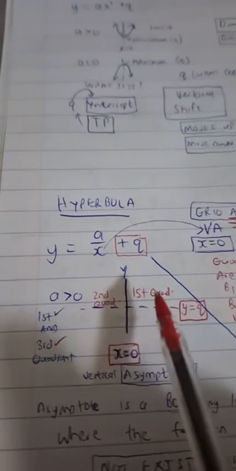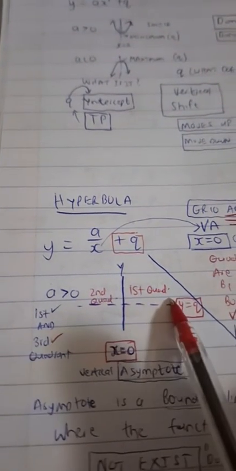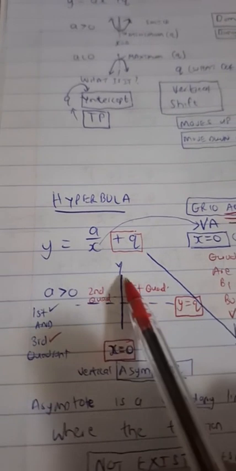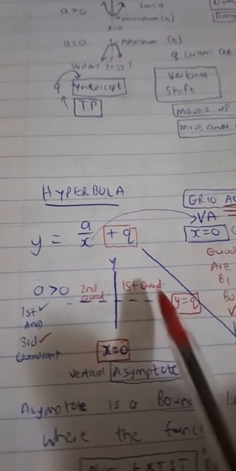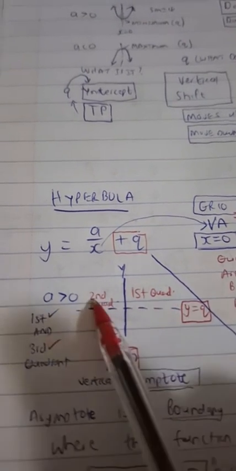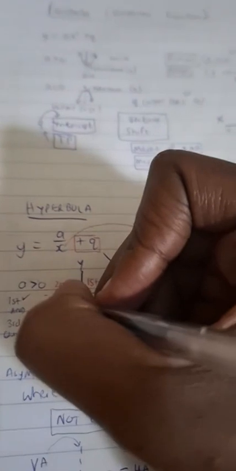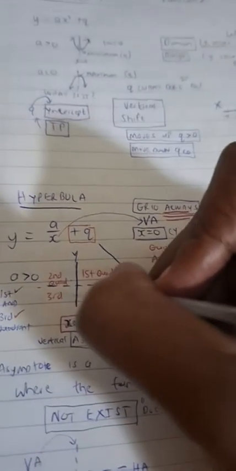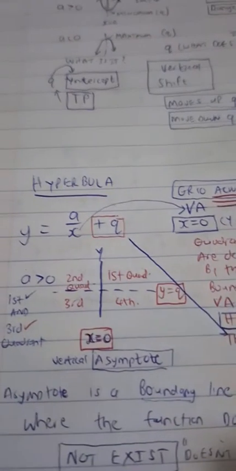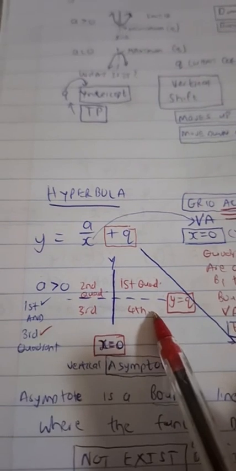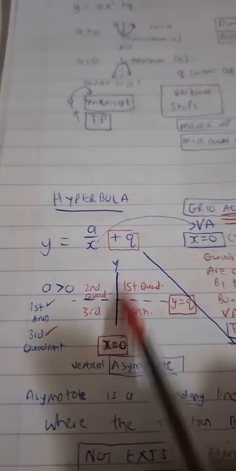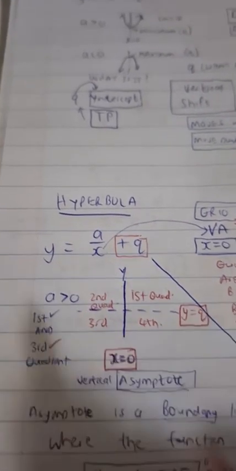This is our second quadrant. And I'm sure, guys, you can see the boundary of the first quadrant. The first quadrant is limited to this space because this boundary and this boundary keeps it in. First quadrant, second quadrant, third, fourth. So these are our quadrants based on the vertical asymptote and the horizontal asymptote.